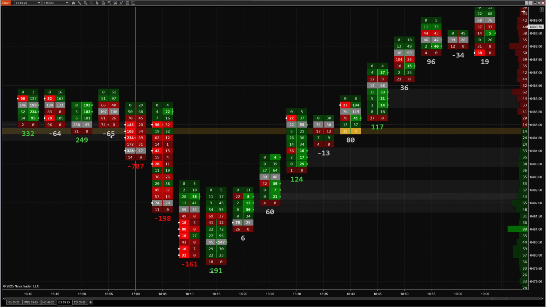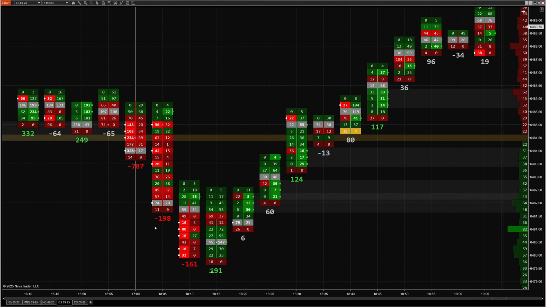Now, if we look at the first delta right here, what do we have? We have a minus 65. The next delta is negative 787. So is the delta increasing or decreasing? Well, it's increasing to the negative side. The next candle, we get a big whopping down candle, and the delta now is a negative 198. Well, is 198 a more bearish number than the prior candle? The answer is no. 198 is more positive than negative 787.